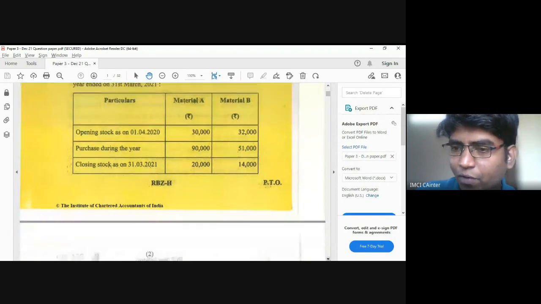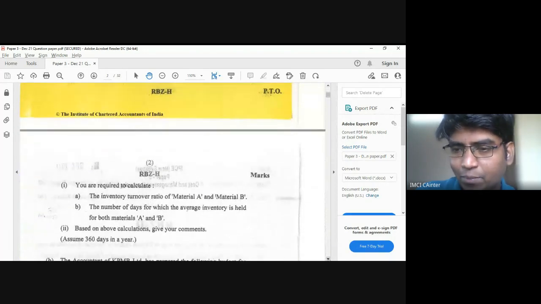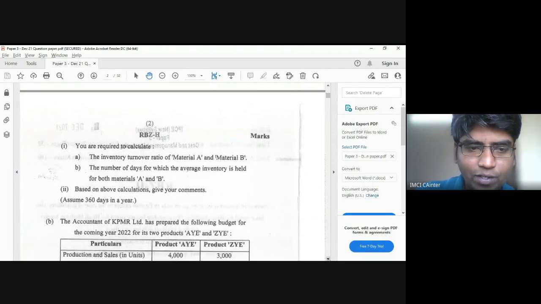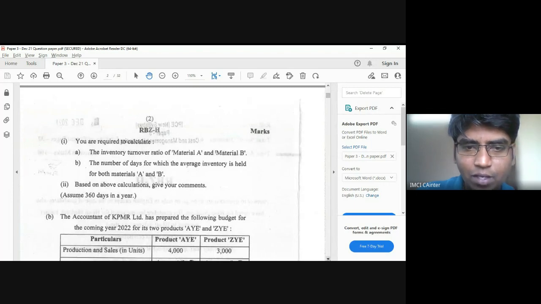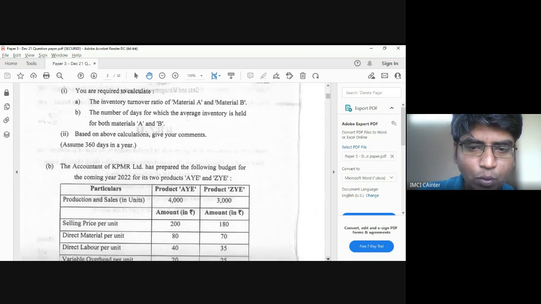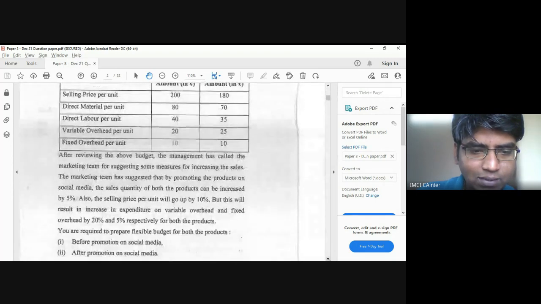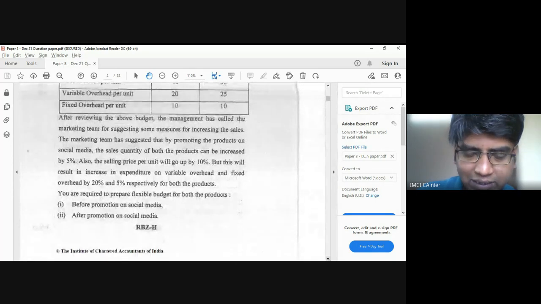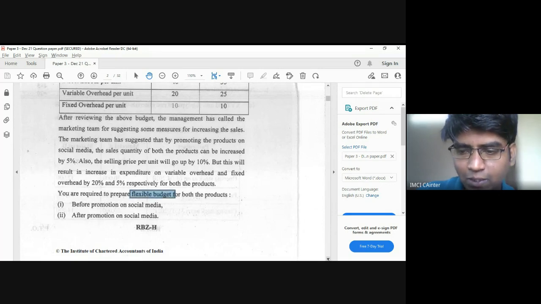So it can be from anything. We cannot leave out any chapter. So I'll give you the inference of it. The first question, on inventory turnover ratios, has been asked from chapter number 2 in the materials. The second question has been asked on budgeting, the flexible budget, in terms of a decision-making sum, which is confined to flexible budget.